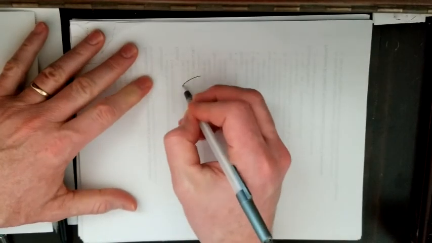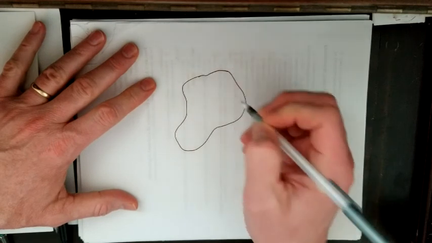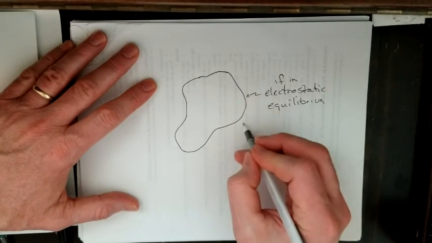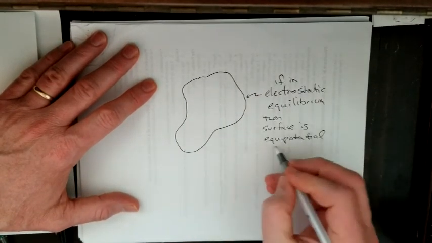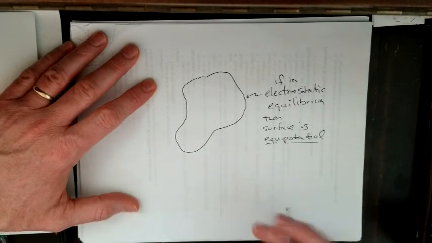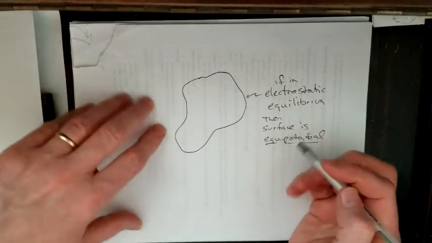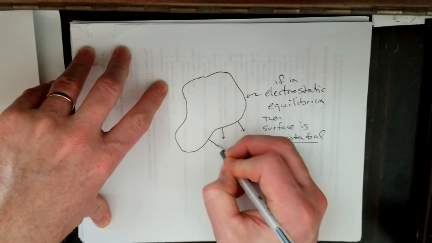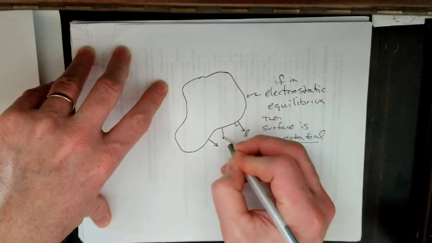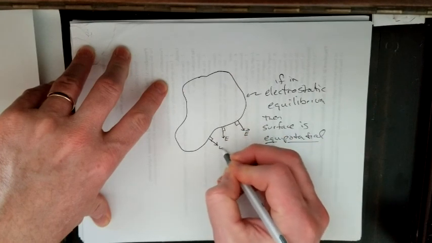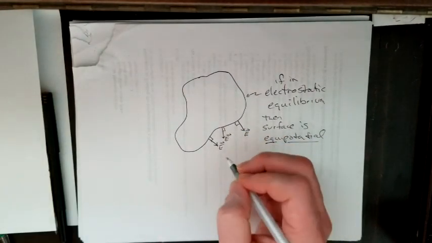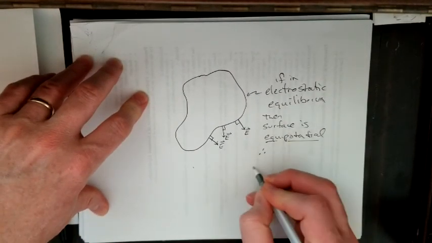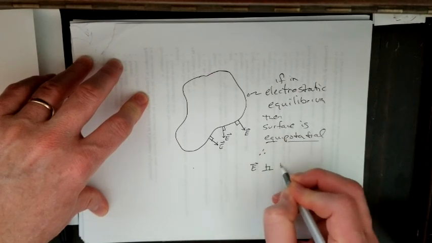If I have a conducting surface here, and this is in electrostatic equilibrium, then the surface is equipotential. Equipotential being equal potential. And therefore, since the electric field is perpendicular to the equipotential line, the electric field is perpendicular to the surface at that point right there. This would be my electric field. Therefore, the electric field is perpendicular to the surface.